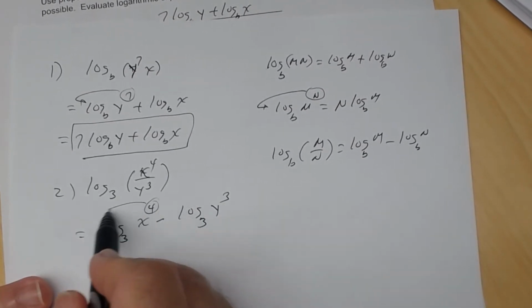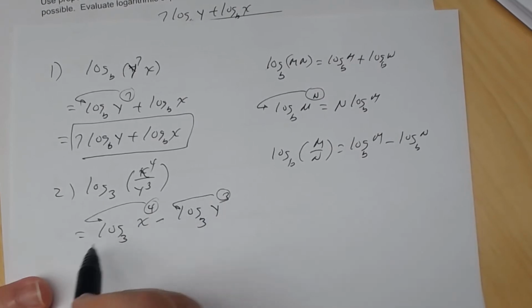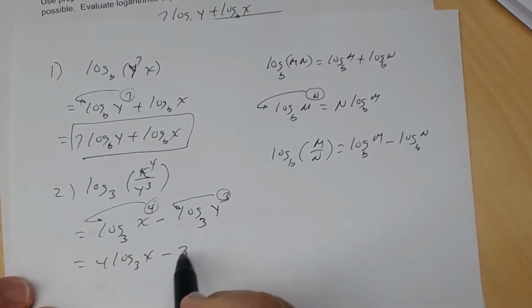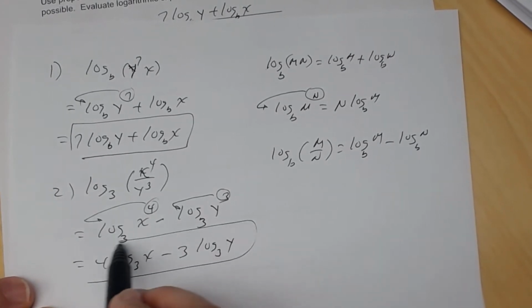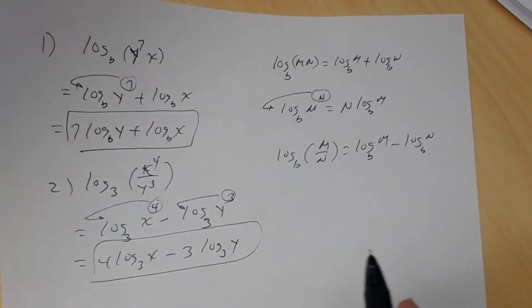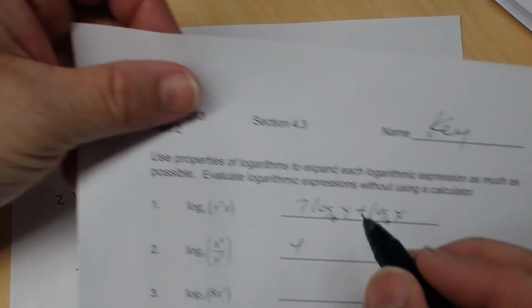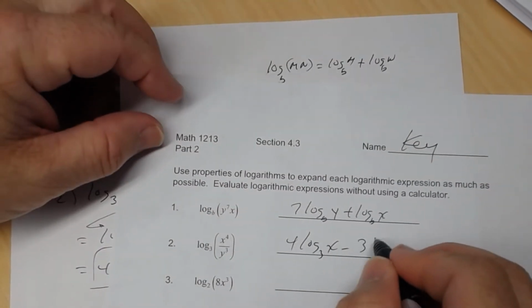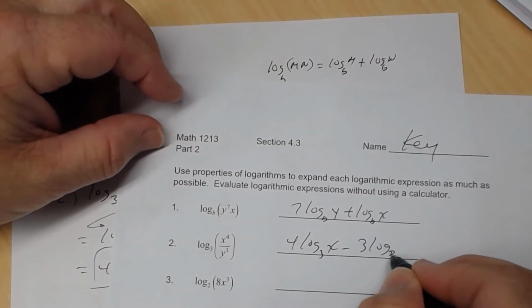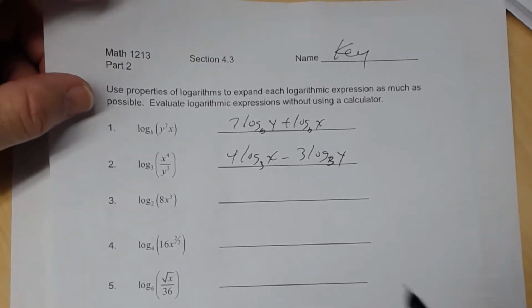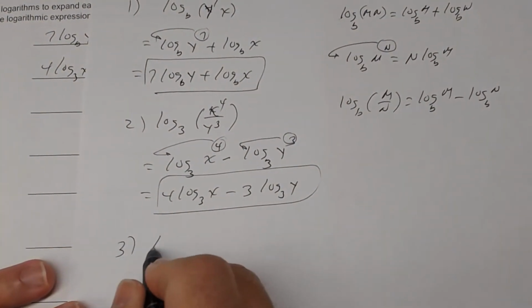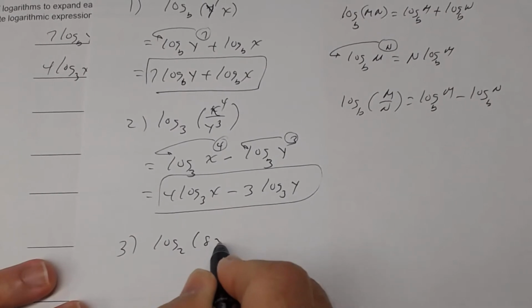And then you use the power property. You can take the 4 and pull it out in front, take the 3 and pull it out in front, and you get 4 log base 3 of x minus 3 log base 3 of y. And so that's your answer there. So number 2, the answer is 4 log base 3 of x minus 3 log base 3 of y. Okay, number 3, you have the log base 2 of 8x cubed.